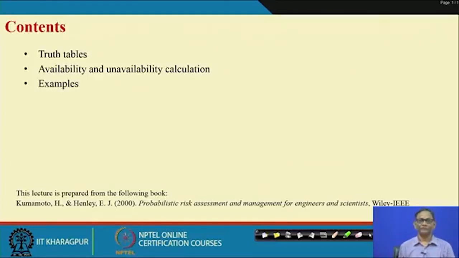approach is not working, and under such a situation how the truth table will help us to compute the availability and unavailability of a system, and we will also show some examples. This lecture is prepared from the book Probabilistic Risk Assessment and Management for Engineers and Scientists, written by Kumamoto and Henley, 2000, published by Wiley.